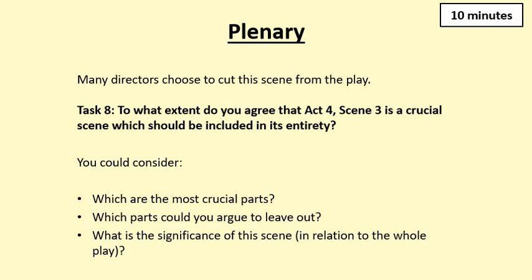And you could think about which parts of this scene are the most crucial, which parts you could argue to leave out, and structurally, what's the significance of this scene in relation to the whole play? Why did Shakespeare include it? Why at this point? And what does it tell us about those characters?